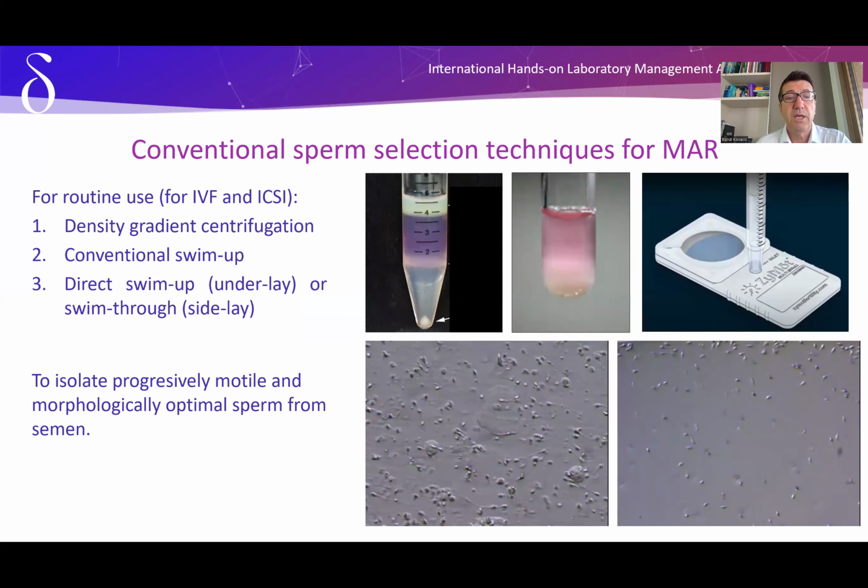Let's go now to sperm selection techniques that are used in medically assisted reproduction. There are 3 conventional methods. The first one, which represents the gold standard, is density gradient centrifugation, where the sperm are selected on barriers between different viscous columns of silica gel medium, and only motile and morphologically optimal sperm are able to pass these barriers.